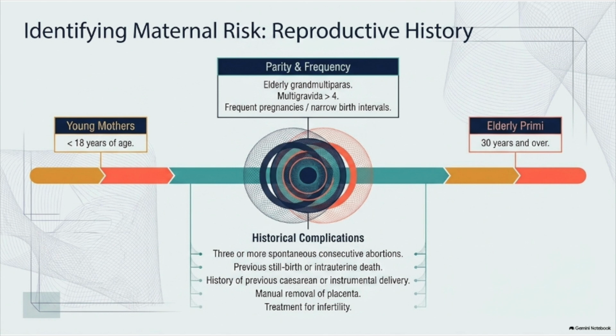Young mothers under 18 years of age fall into a high risk category, as do elderly primigravidas aged 30 and over. Parity and frequency also matter, including elderly grand multiparas, women with more than 4 pregnancies, and those with frequent pregnancies or narrow birth intervals. Historical complications that raise risk include 3 or more spontaneous consecutive abortions, a previous stillbirth or intrauterine death, a history of previous cesarean or instrumental delivery, manual removal of the placenta, and treatment for infertility.